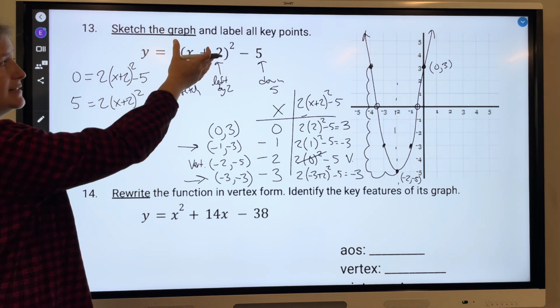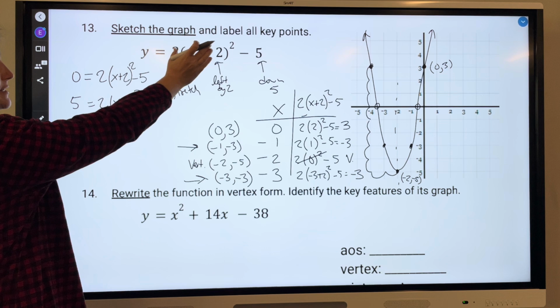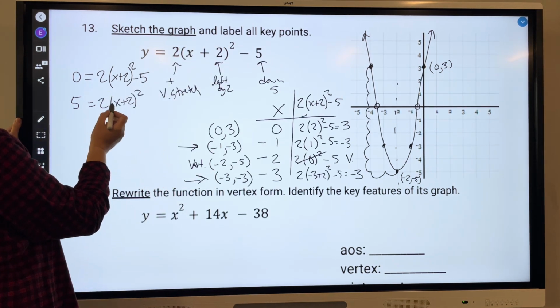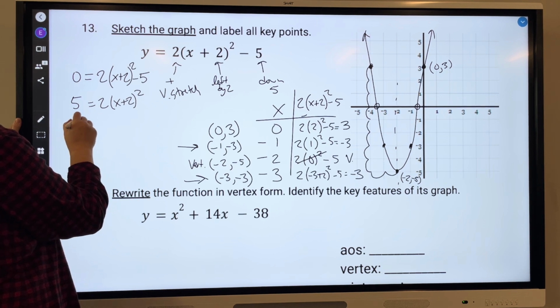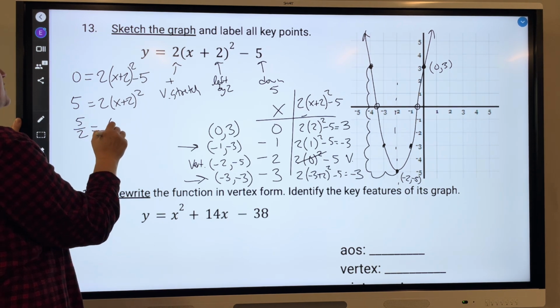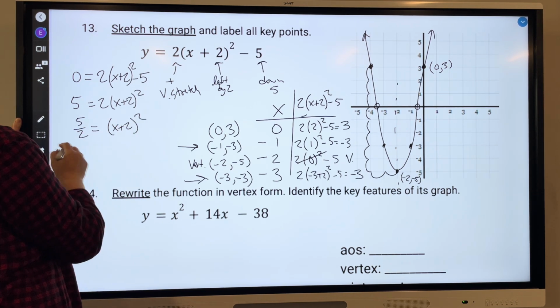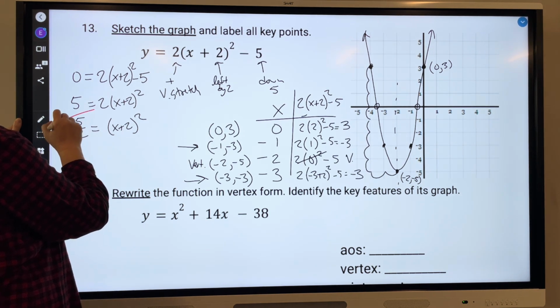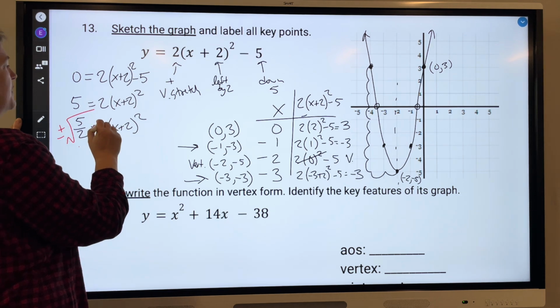I can solve it like it's an absolute value equation, right? Try and isolate the absolute value piece and then split it into the 2 when I square root it. So this becomes 5/2 equals (x + 2) squared. When I take the square root, I'm actually going to have to realize it's plus or minus.